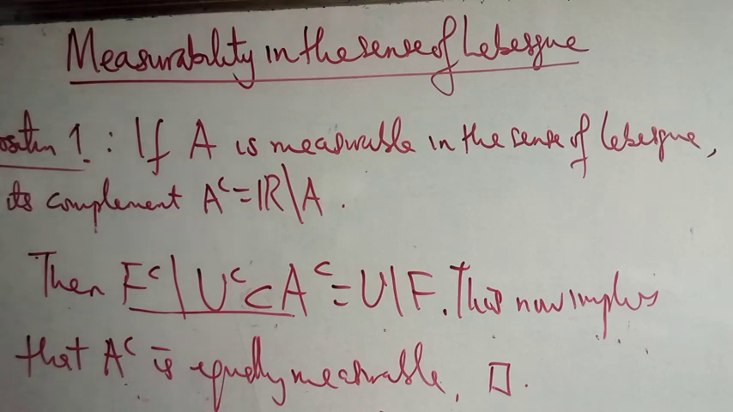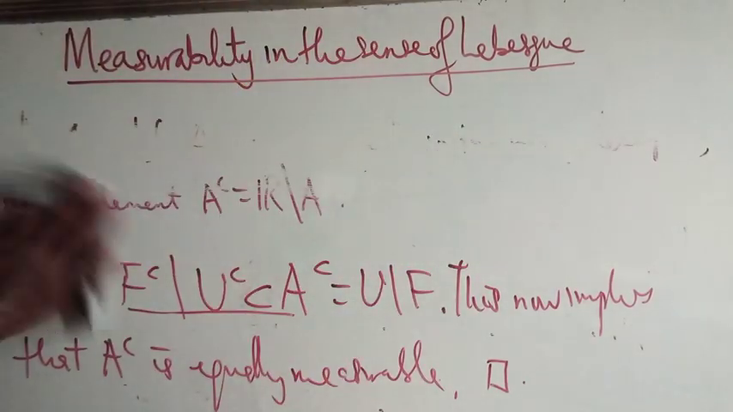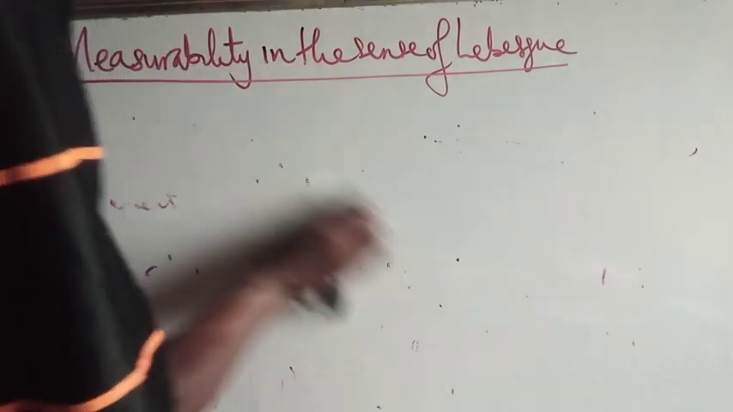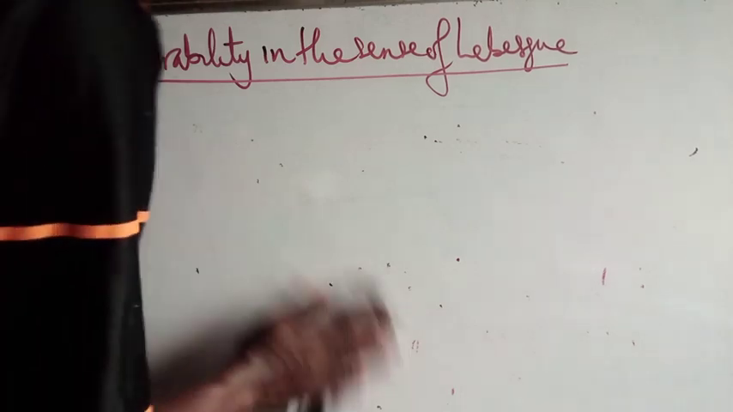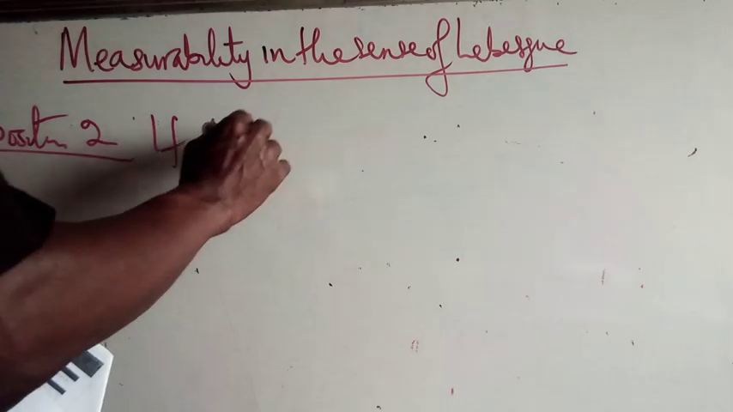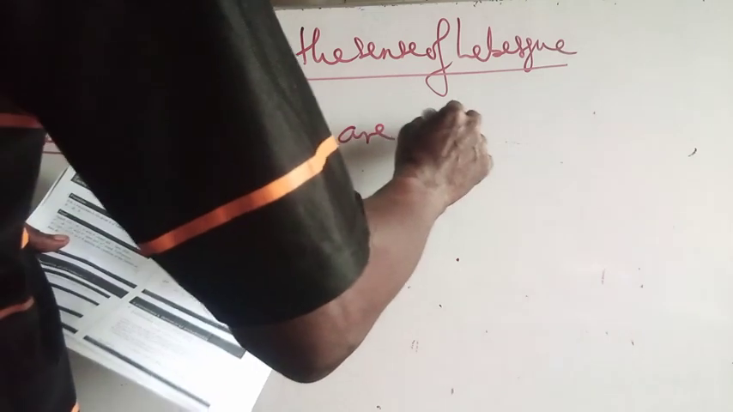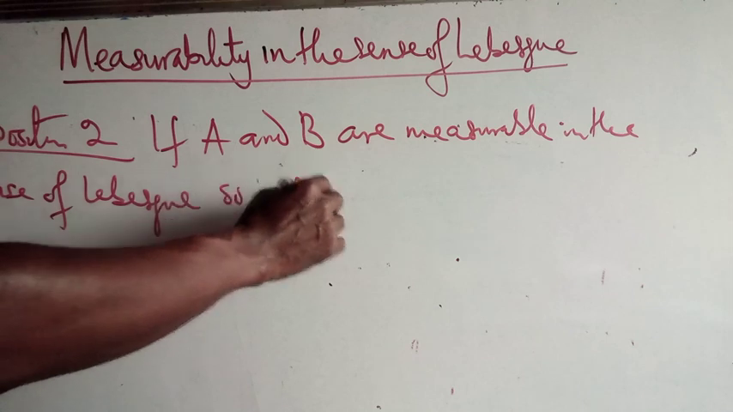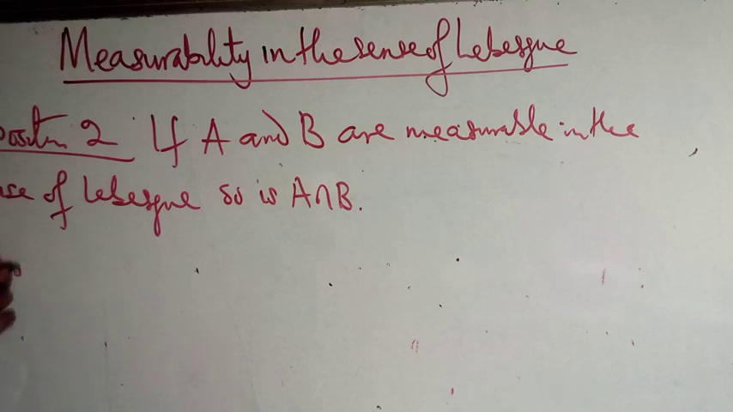So let's look at another proposition, and see how simple this proposition is. Proposition 2: if A and B are measurable in the sense of Lebesgue, so is A intersection B. I want to show that if A and B are sets that are measurable in the sense of Lebesgue, their intersection is also measurable.